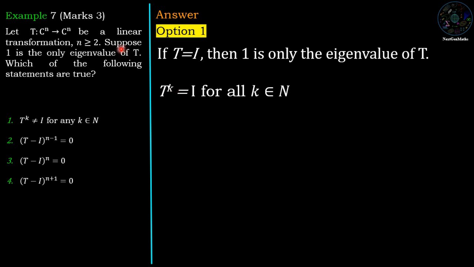So it satisfies the condition of the question which says that 1 is the only eigenvalue of T. So for the identity matrix, 1 is the only eigenvalue of T, and T power k equal to I for all k belongs to N. So option number 1 is wrong, which says that T power k not equal to I for any k belongs to N. So it's the easiest way to check the first option.